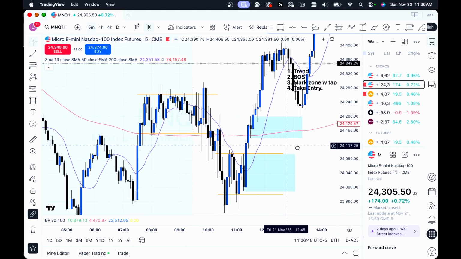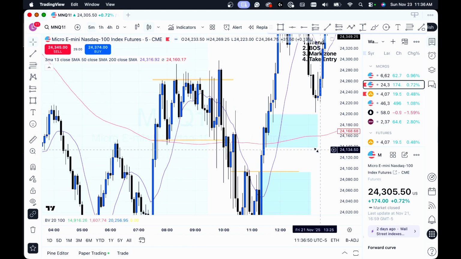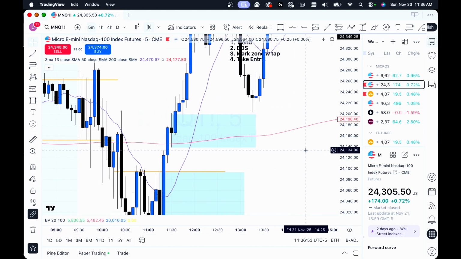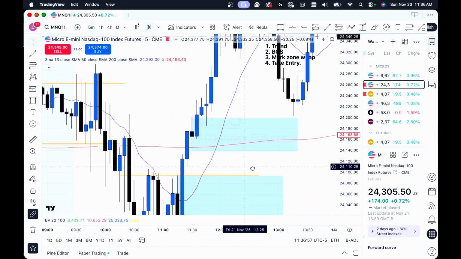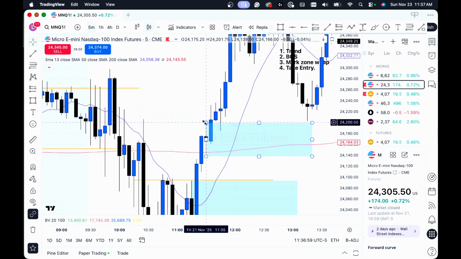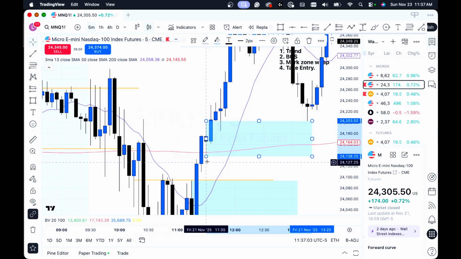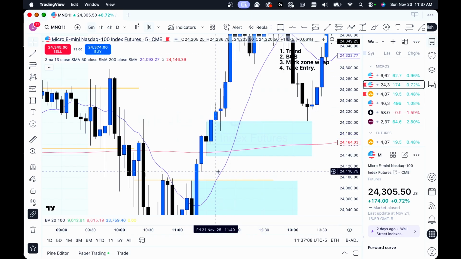Alright, let's go to demand zone. Same thing. Almost forgot a crucial part of the video: how you draw your zones. Wick to wick of the bearish candle going up for demand. Alright. Demand zone going up.